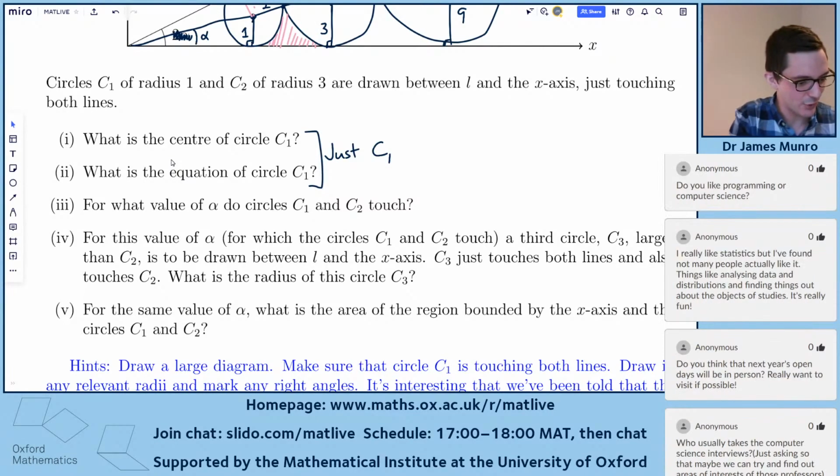Do I like programming or computer science? I like solving things with computers. I like doing things with computers when I can.